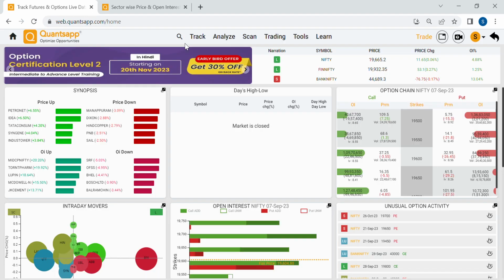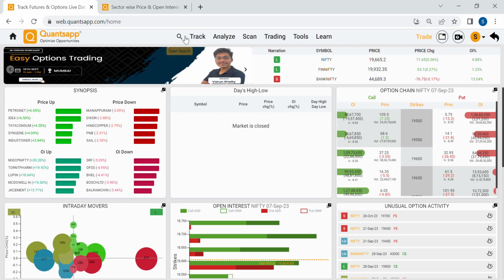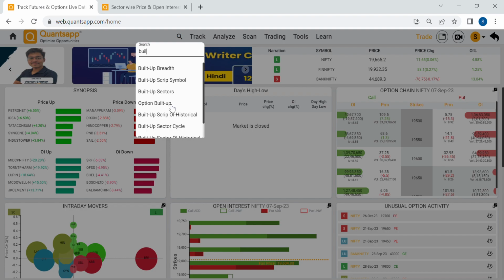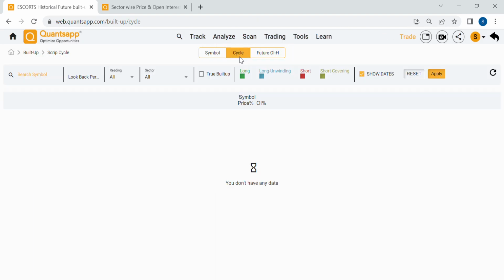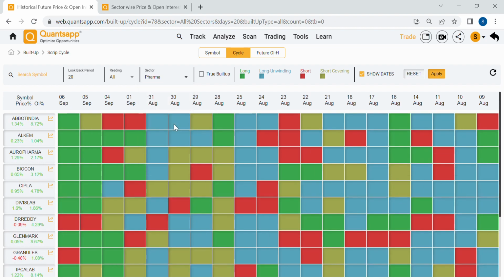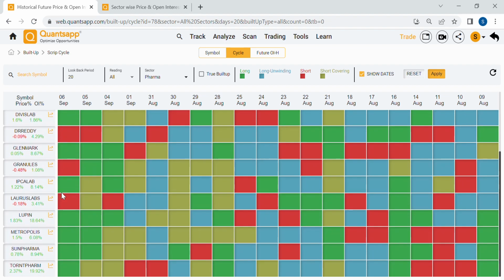Now how do I go ahead and trade this data? That will be the biggest question, because I identified the sector. Now what should I do? I will do the same activity for individual scripts. So I'll go to build-up, and I'll go directly to build-up script OIH, or I'll go to cycle. Now I'll just filter it based on sector, let's say pharma. Then I can pick up the pharma stocks which are actually in focus. So you'll easily figure it out.